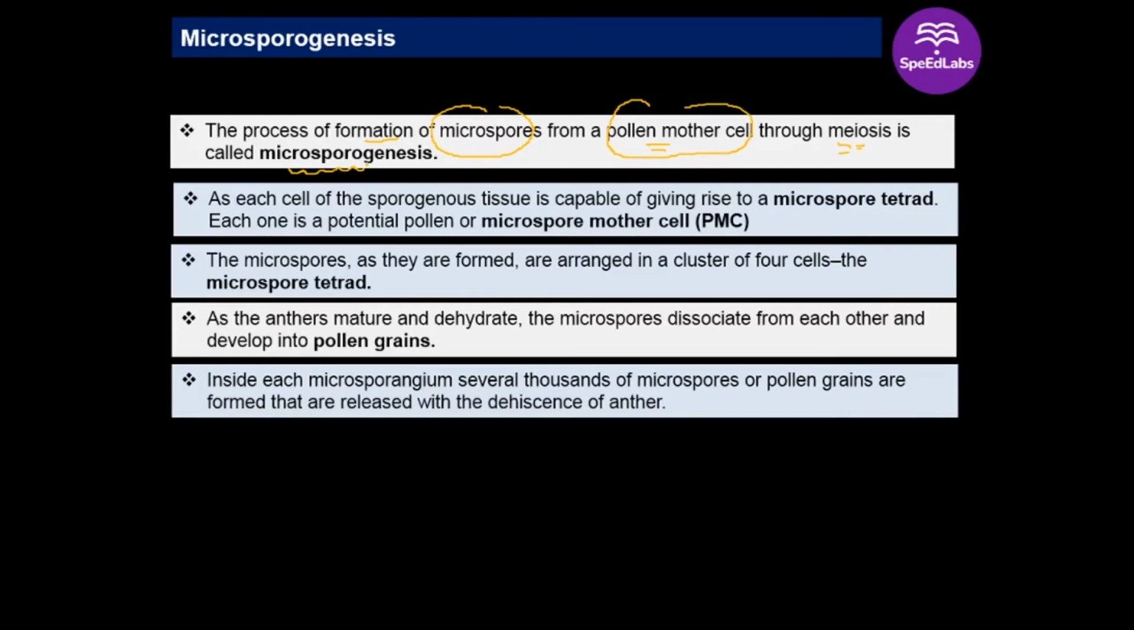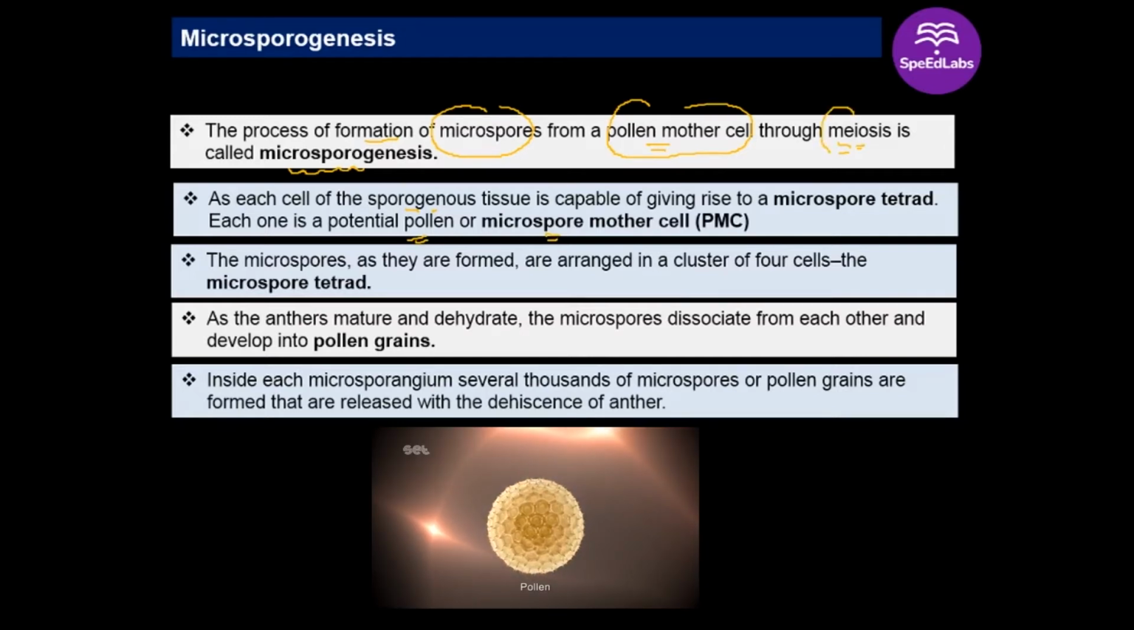Now I am very sure all of you are aware about the sporogenous tissue. One very important thing that you have to remember about sporogenous tissue is that each cell of sporogenous tissue is a potential pollen mother cell or a microspore mother cell. What is the meaning of this? That each cell is capable of undergoing meiosis and it is capable of giving rise to microspores which are going to develop into the pollen grains.